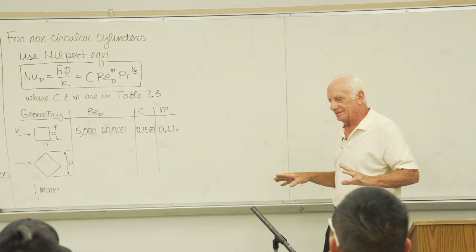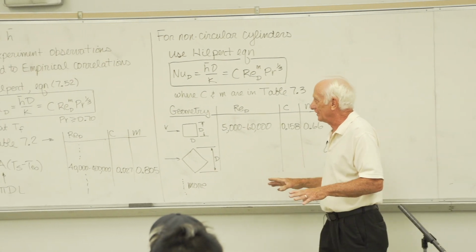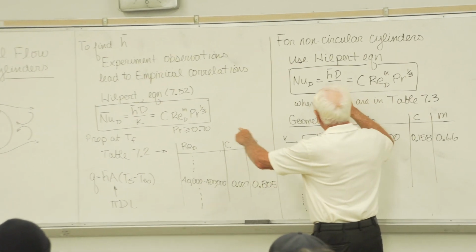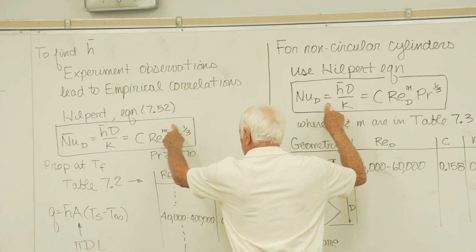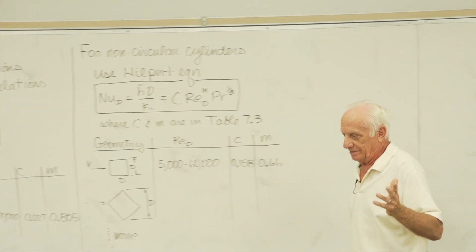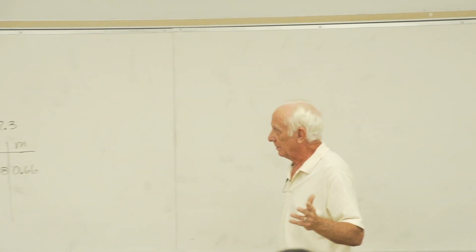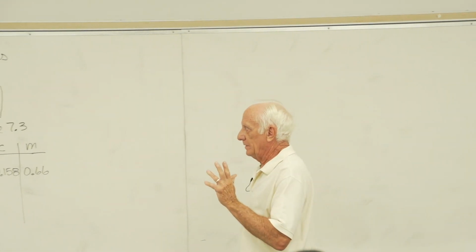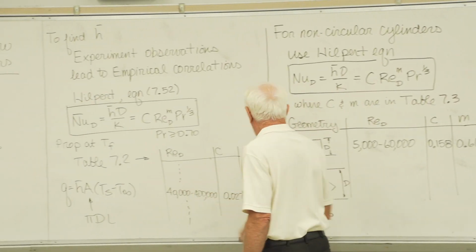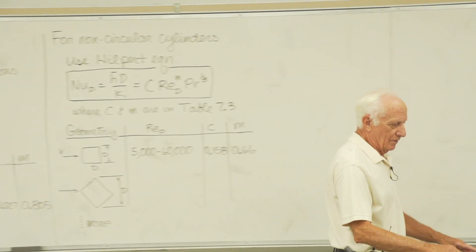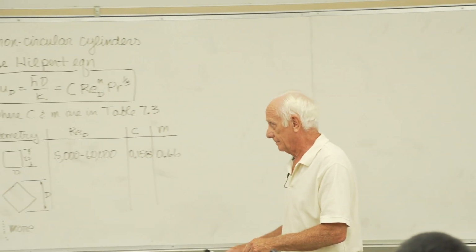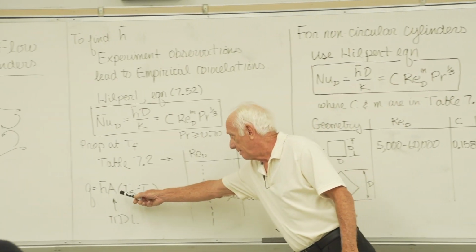Very, very simple compared to flat plate. You've got one equation. Now, this is the same equation. All you do is go to table 7.2 or table 7.3, because you ask the question, is it a circular tube or non-circular? Once you get C and m, put them in the Hilpert equation, get the h bar. Once you get the h bar, put it over here. You got to watch these areas right here.